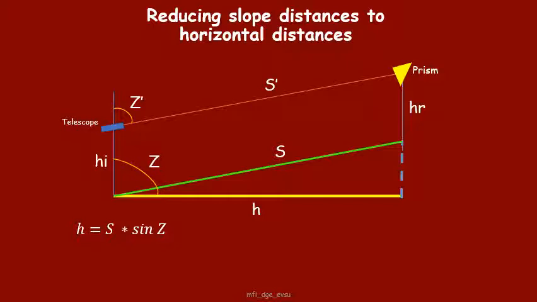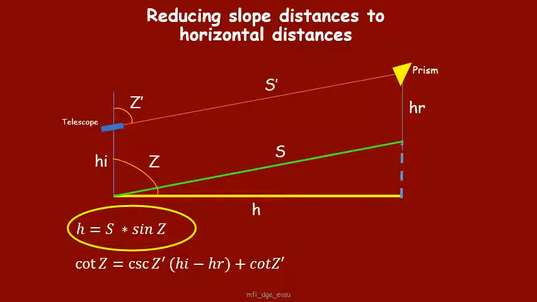Now, how do we determine Z and S? This is our main formula. Our goal is to determine S and Z so we can get our horizontal distances. So how does the total station get our Z?